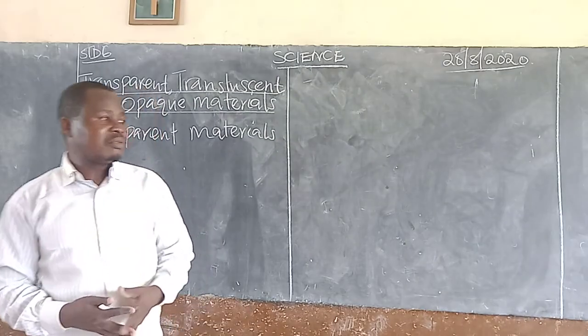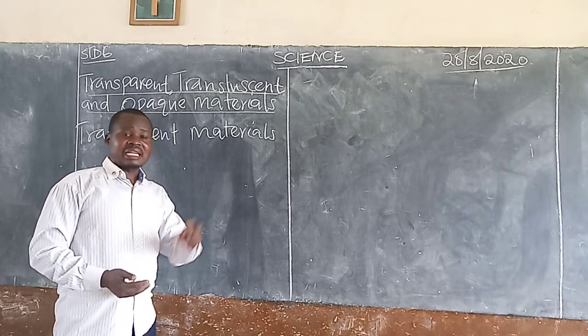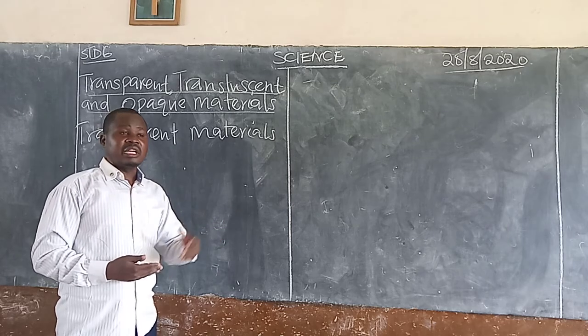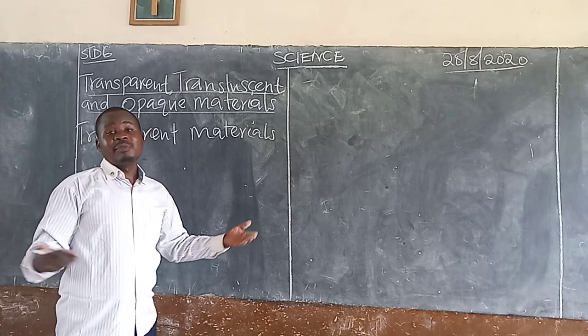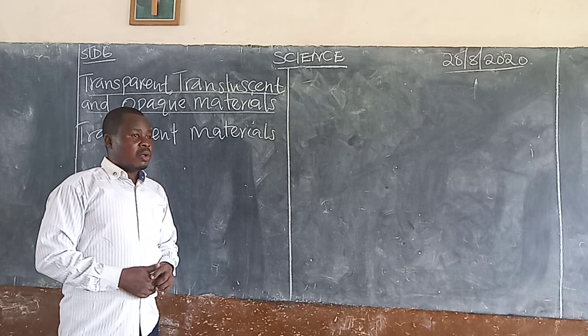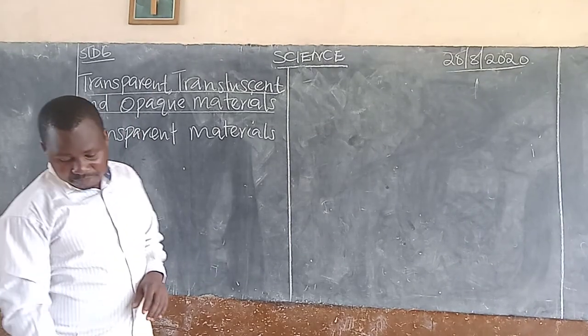We have examples of transparent materials. We have clear glass. If there is water, you can see if there is something inside the water, which means light can pass through them. Now we'll also go deeper into this.